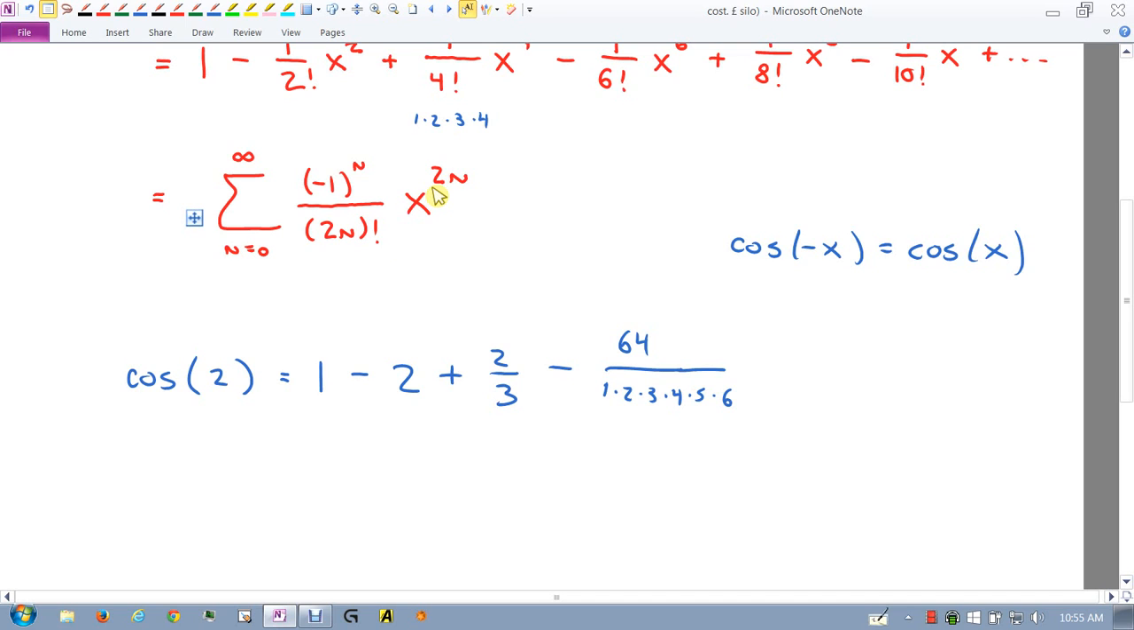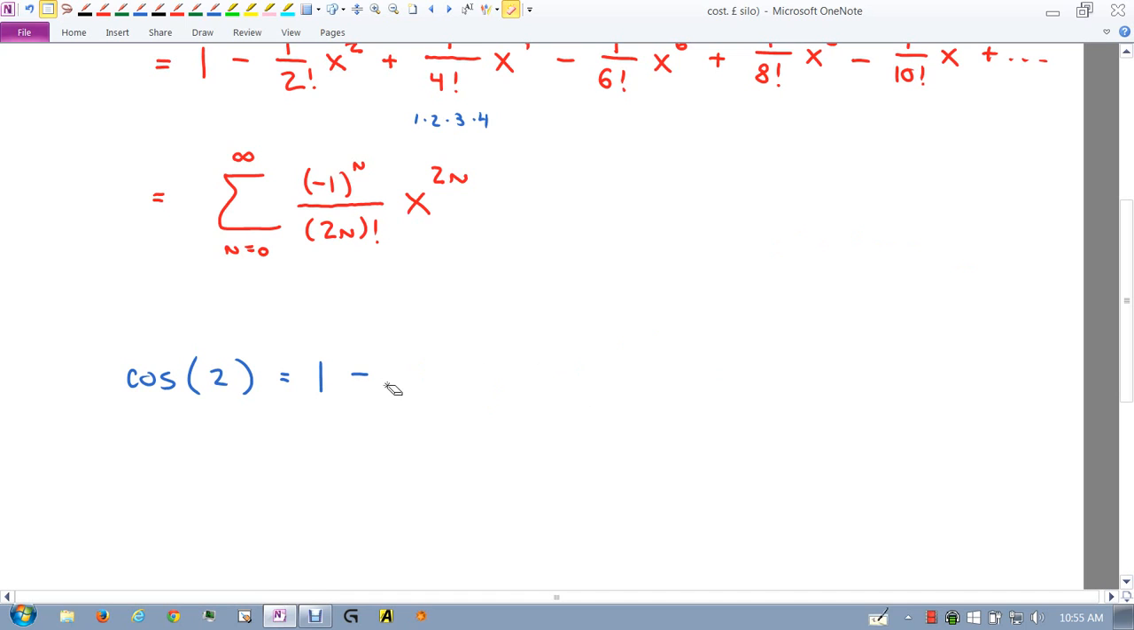So we would need to rewrite this as x squared to the n, and then we would need the absolute value of x squared to be less than 1. Or, you know what, better yet, it's not geometric because of all that stuff out front. I'm not going to go through the work. I'm just going to show you what you would do.